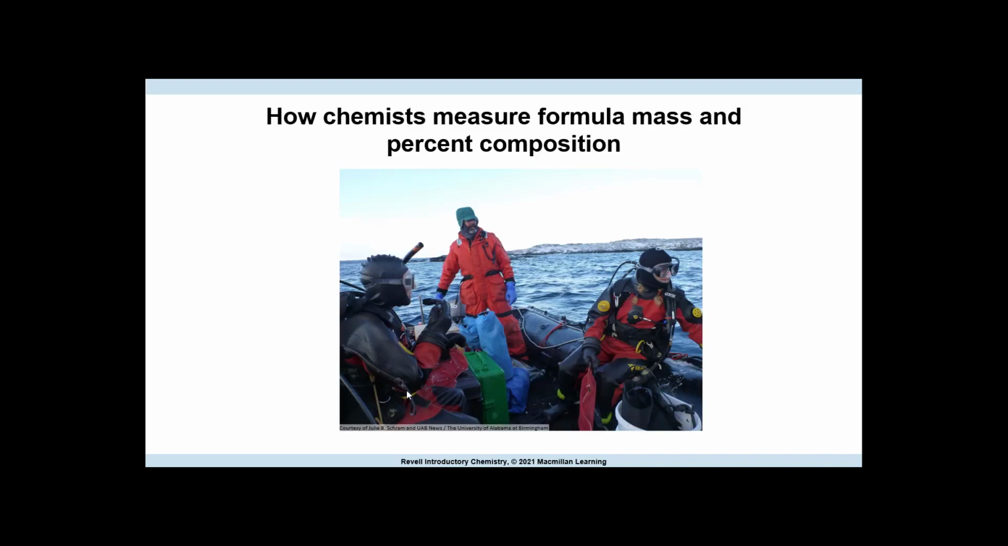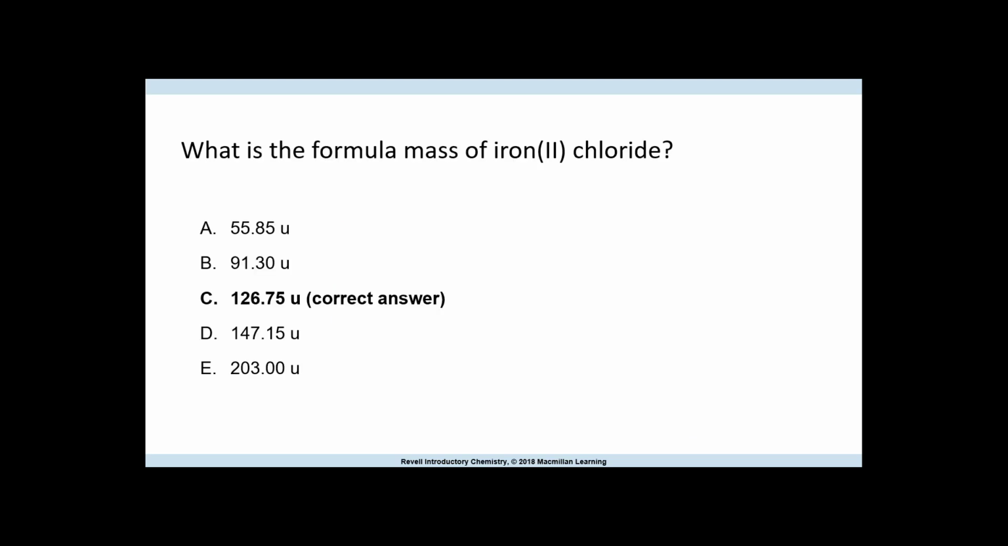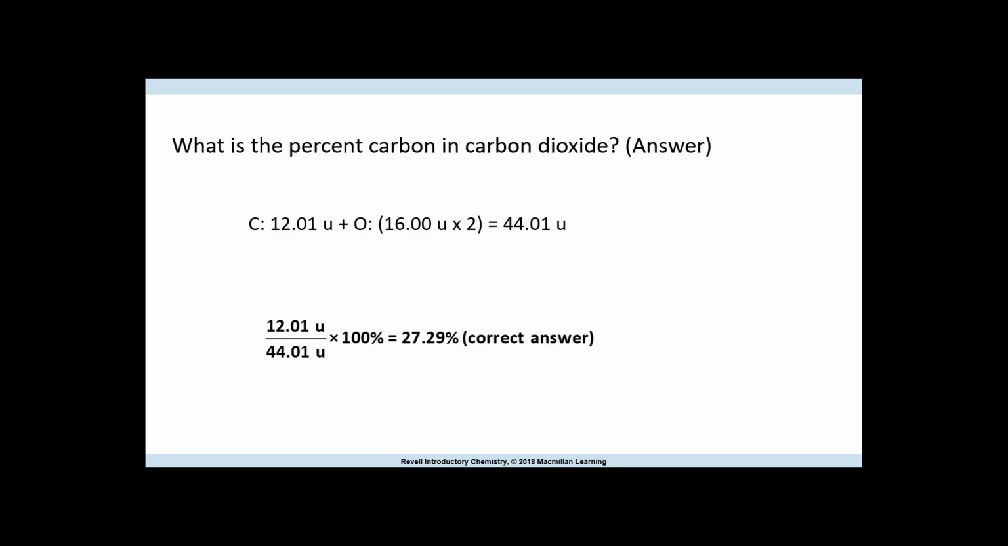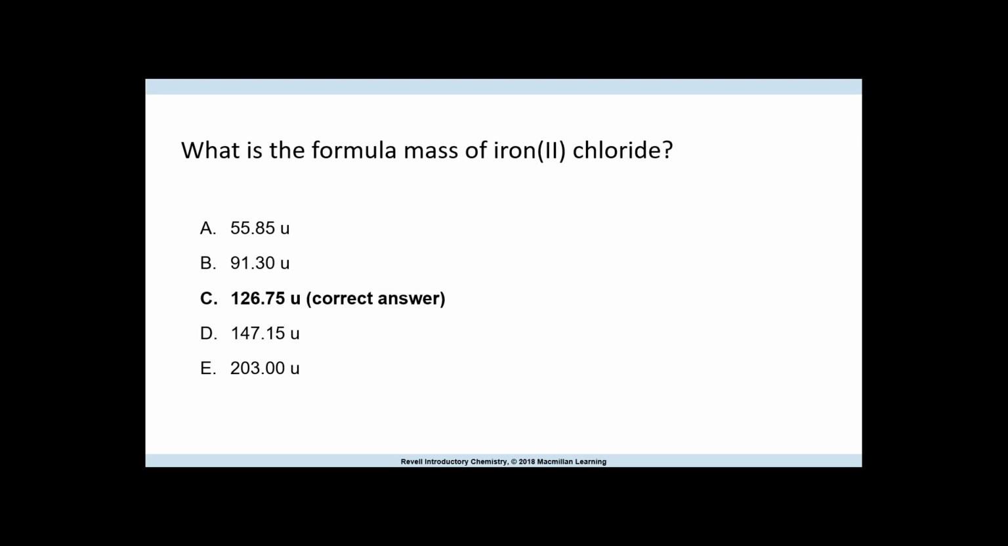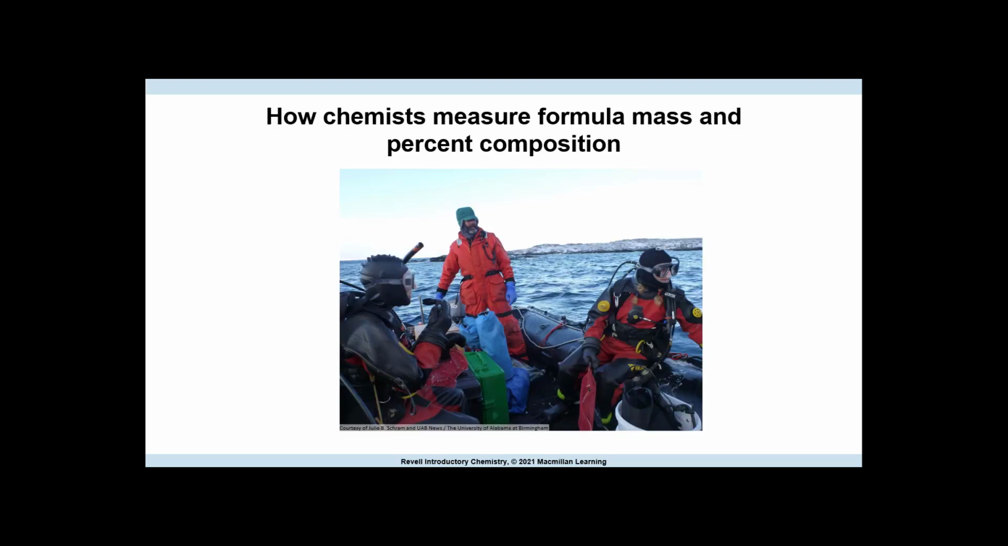Okay, so why does this matter? This matters because we can identify a compound with the known knowledge that we have about compounds. So if we believe that we're dealing with carbon dioxide, if we can determine the mass and the percent, then we should know that carbon should be about 27.29% of that compound. And if it comes up at that, then again, that's a process of elimination that we're on the right step to identifying that it's probably carbon dioxide. So that's why these masses and percent compositions are so important.